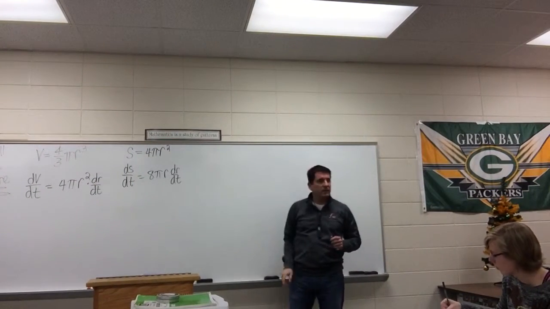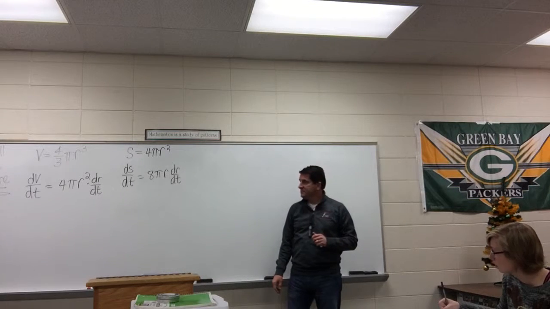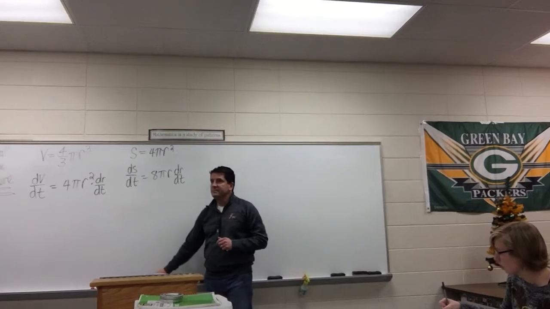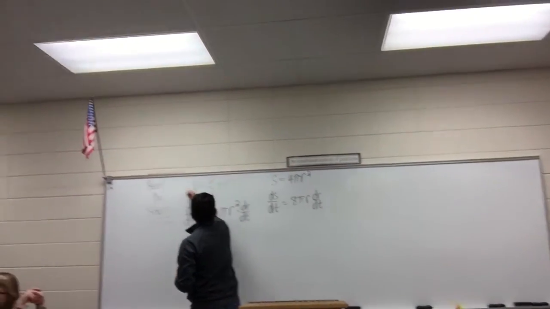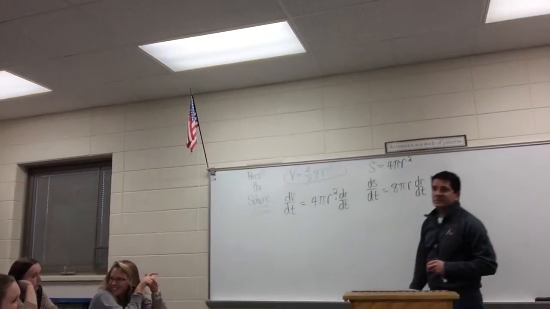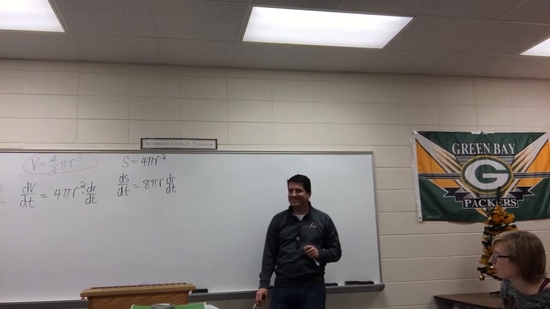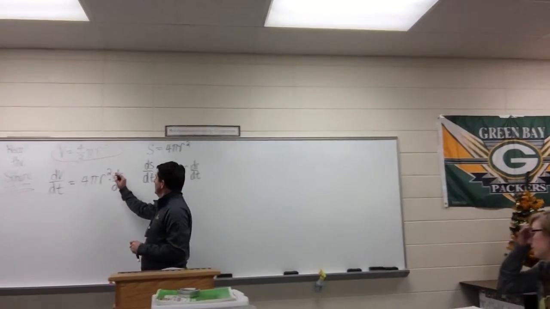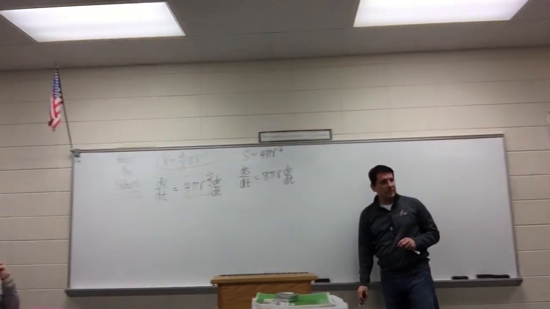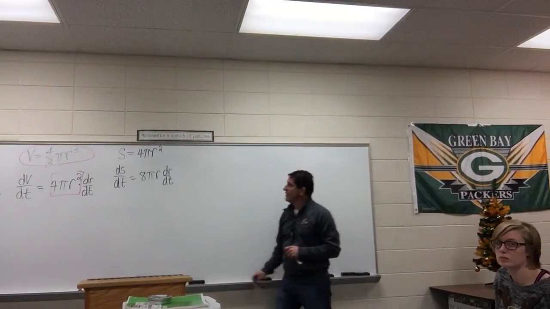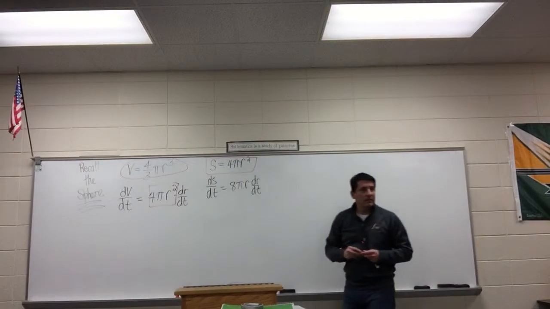Anybody notice anything interesting up on the board? What do you got? Start off with the volume. 4 pi r squared times the rate that the radius is changing, which is the formula for the surface area. Okay.